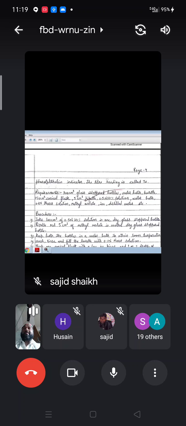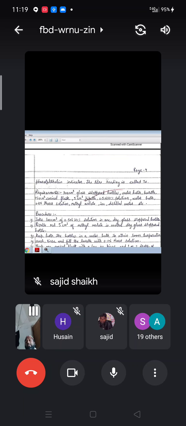Requirements: a 200 cm cube glass stoppered bottle is required. Water bath, burette, conical flask, pipette, 0.5 normal HCl solution, 0.1 normal NaOH solution, methyl acetate, ice, distilled water, etc.